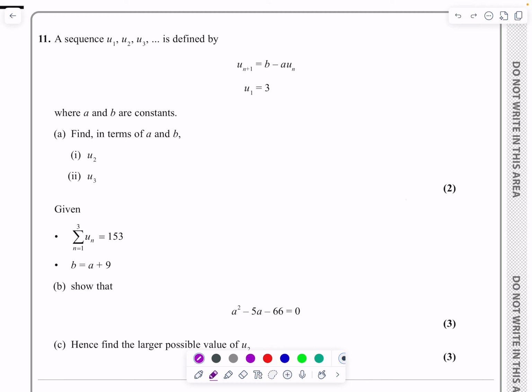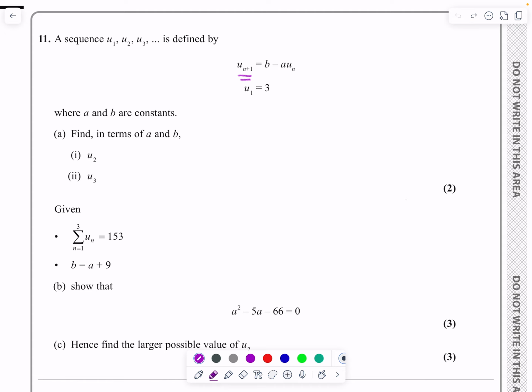It tells me that sequence U1, U2, U3 is defined by this set of information up here, where A and B are constants, and it wants me to work out what U2 and U3 are going to be. Just a quick reminder about how these recurrence relations work. U to the n plus 1 is always the next term in the sequence. How do I get the next term? I always apply a rule over here. This time, we take our current number in the sequence and multiply it by A, and then do B minus that product, which gives us our next term each time.